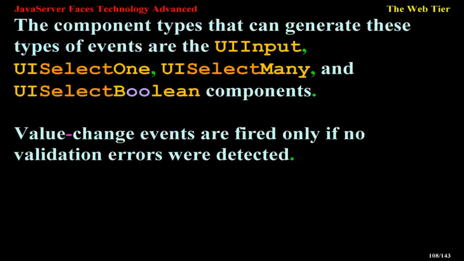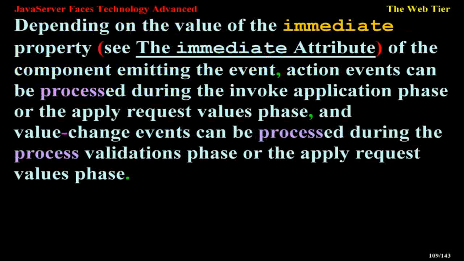ValueChange events are fired only if no validation errors were detected. Depending on the value of the immediate property, see the immediate attribute of the component emitting the event. Action events can be processed during the invoke application phase or the apply request values phase, and ValueChange events can be processed during the process validations phase or the apply request values phase.